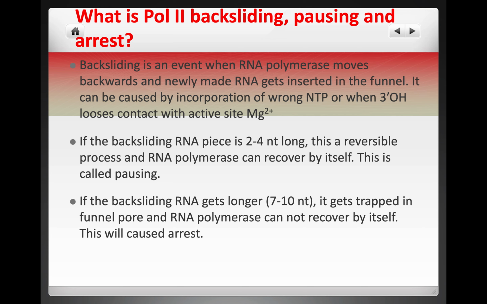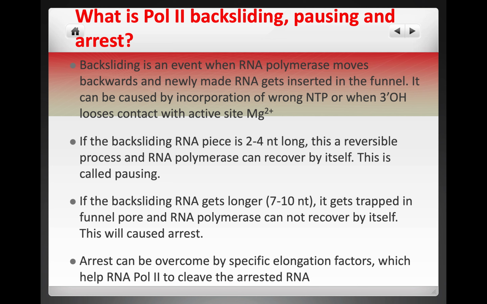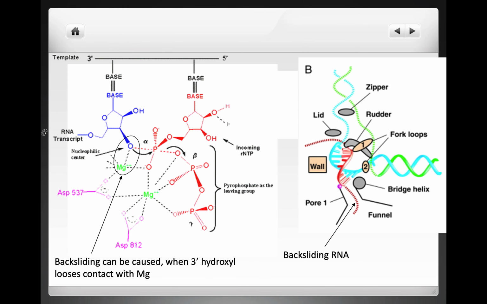So there are consequences to arrest: it will be aborted, basically stopped, or it will just be degraded, which we'll see, I think, starting from next week. Arrest could be overcome by specific elongation factors which help RNA polymerase 2 to cleave the arrested RNA. That could be done sometimes if it's not severe. And this is what happens during backsliding.